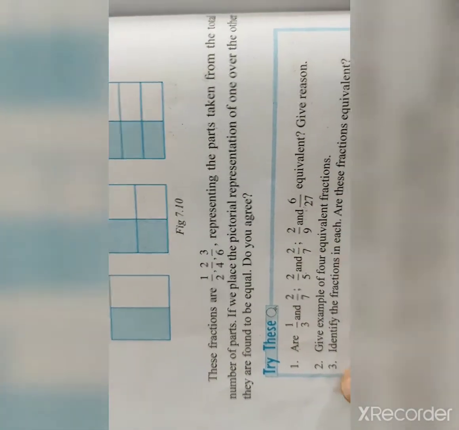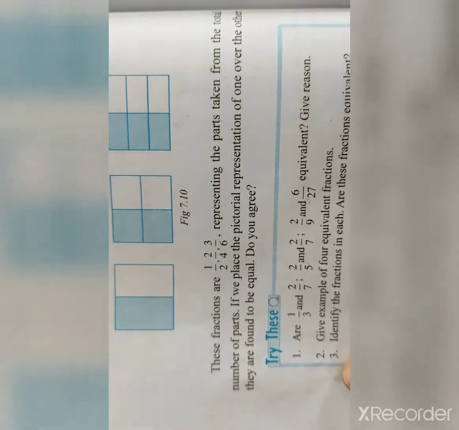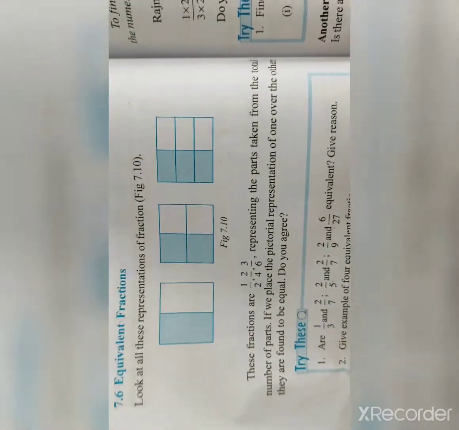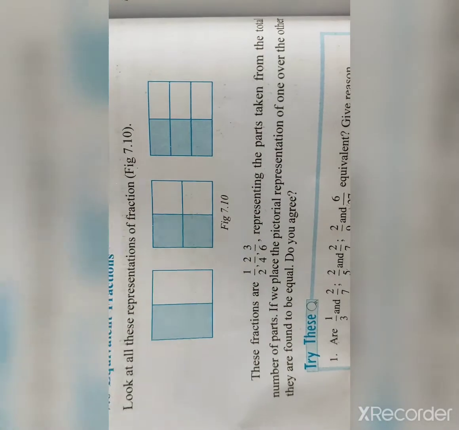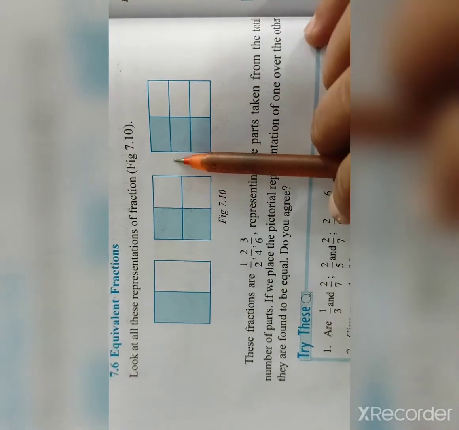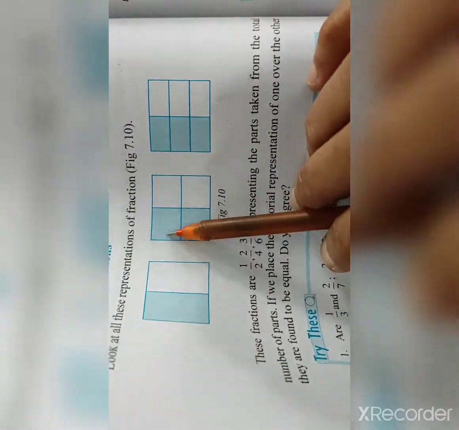These fractions are 1 by 2, 2 by 4, 3 by 6, representing parts taken from the total number of parts. If we place the pictorial representation of one over the other, they are found to be equal. You can see all the 3 are equal. Only what we have done here is divided in this way and in that way. Clear?